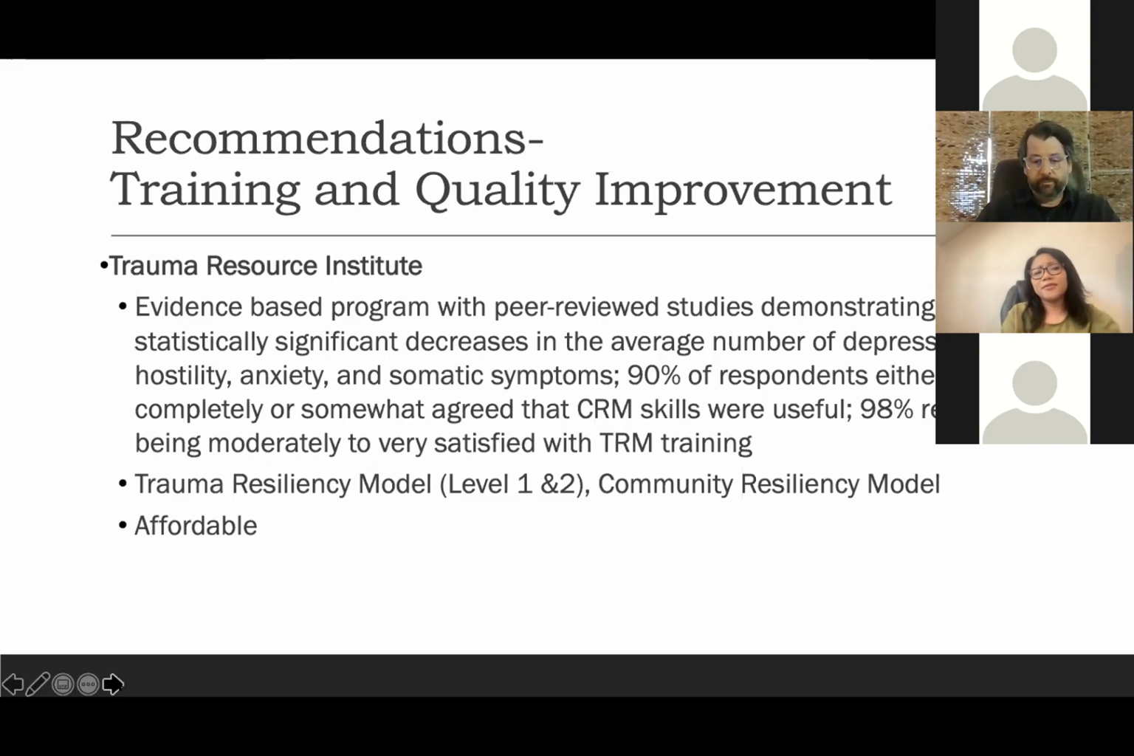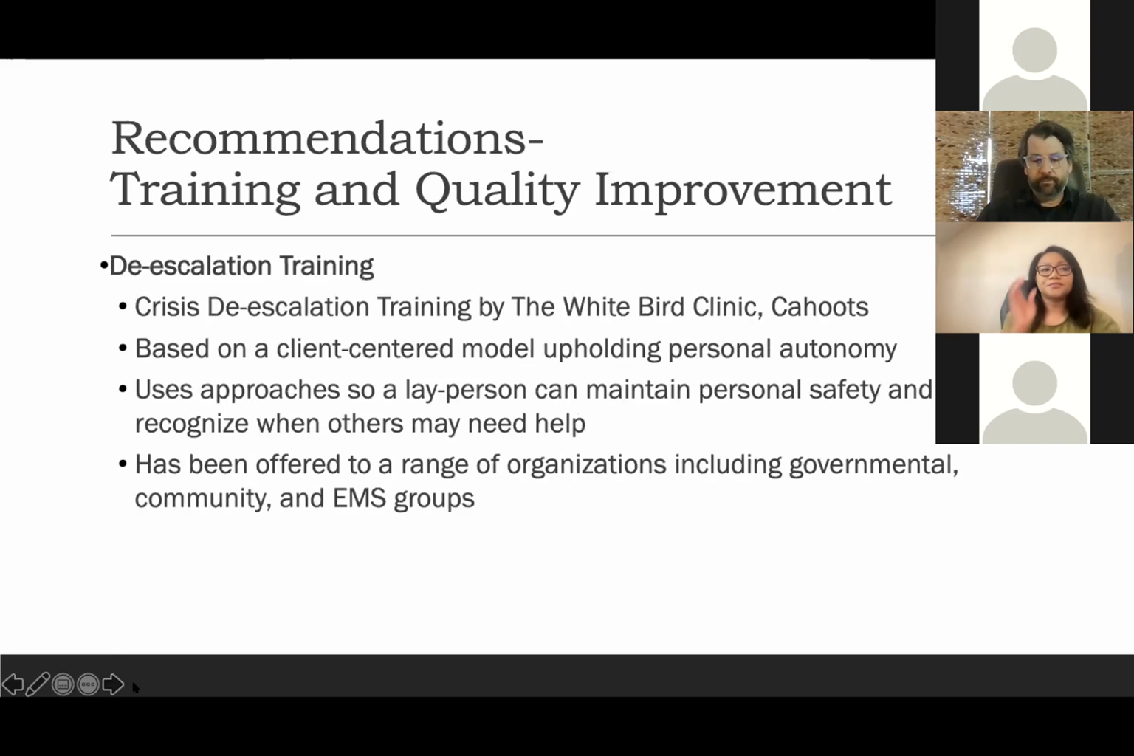And their program offerings are the Trauma Resiliency Model, that's level 1 and 2, and the Community Resiliency Model. They're also very affordable. So the need for de-escalation training was also identified.